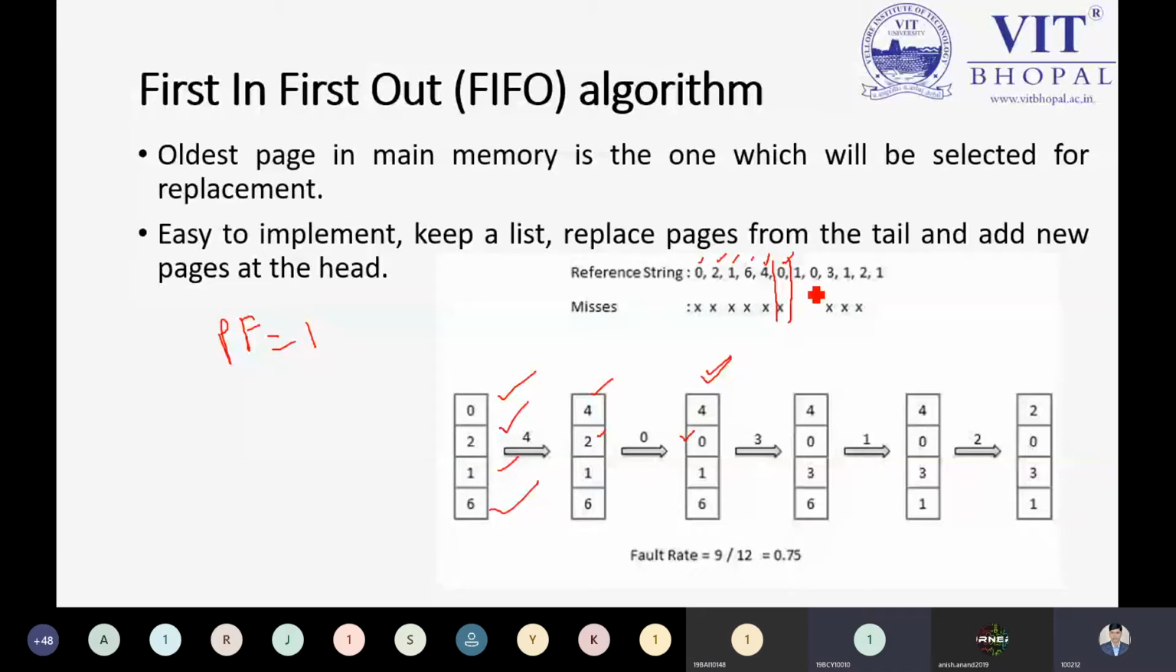Again, 0 is coming, so it is already inside the page table. So definitely a page fault is occurring. So I'm counting once again: 1 plus 1. So now 1 and 0 are completed.